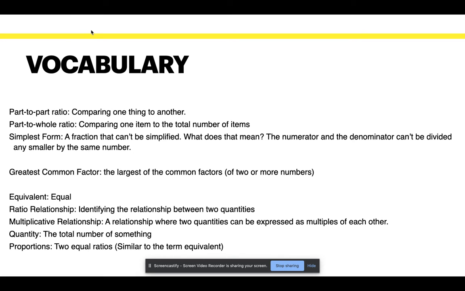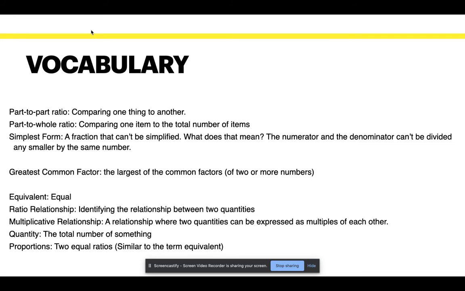We need to know part to whole ratio. This is comparing one item to the total number. So if we're thinking about how many girls are in this classroom out of all of the students, we're comparing one category to the total amount. Okay? We need to know simplest form. So we may have a fraction, but it may not be simplified. We need to understand that simplest form means that the numerator and the denominator cannot be divided any smaller, and that our fraction is in the simplest form there is.